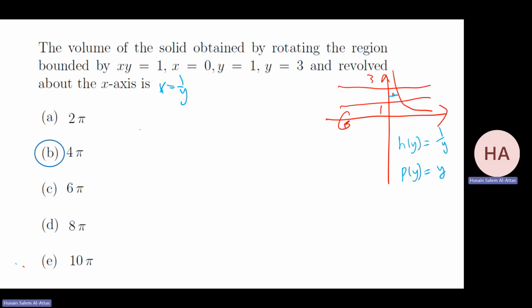So that gives me the volume will be 2 pi integral from 1 to 3 of the y values times dy. And that gives me 2 pi, 3 minus 1, which is 2, times y. From 1 to 3, that gives me 2 pi times 2, which is 4 pi. And that will be my answer.